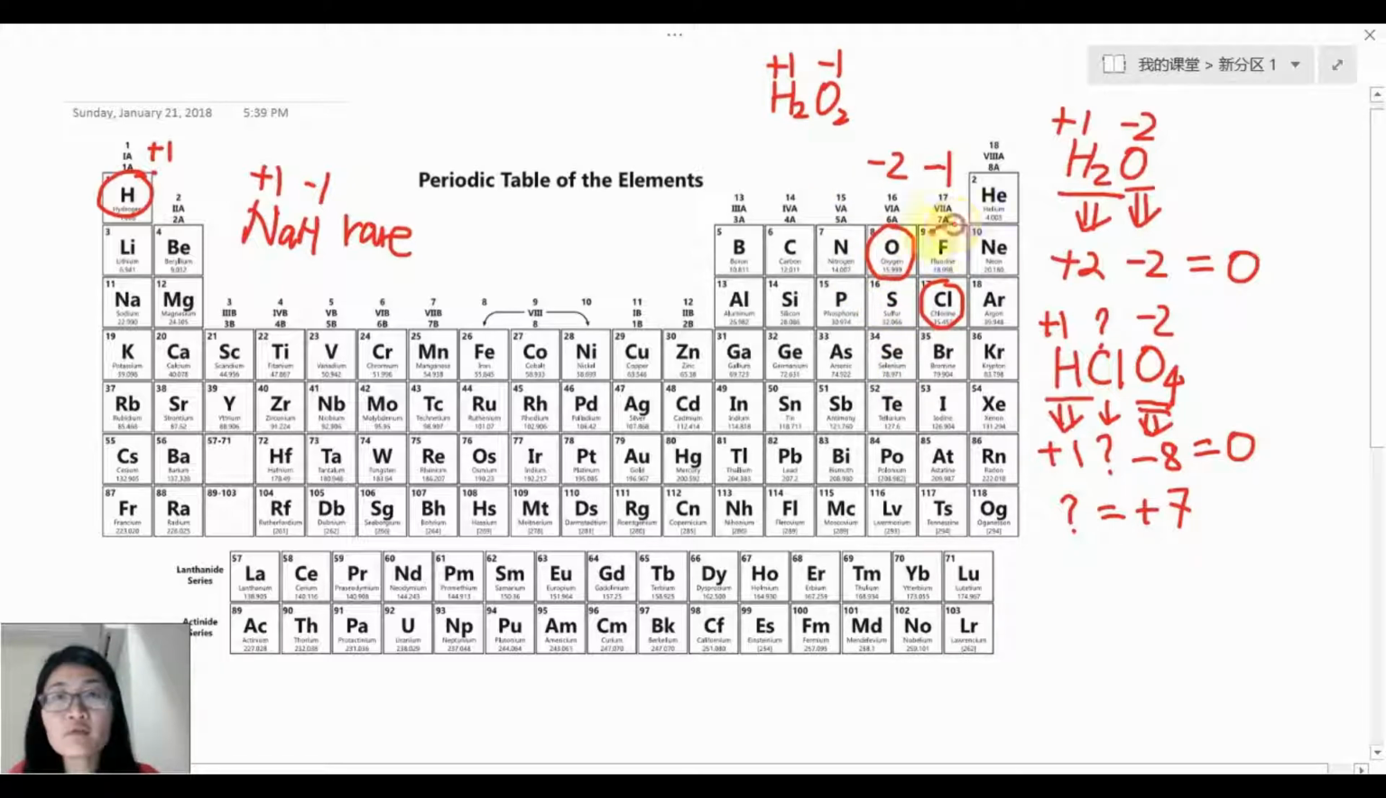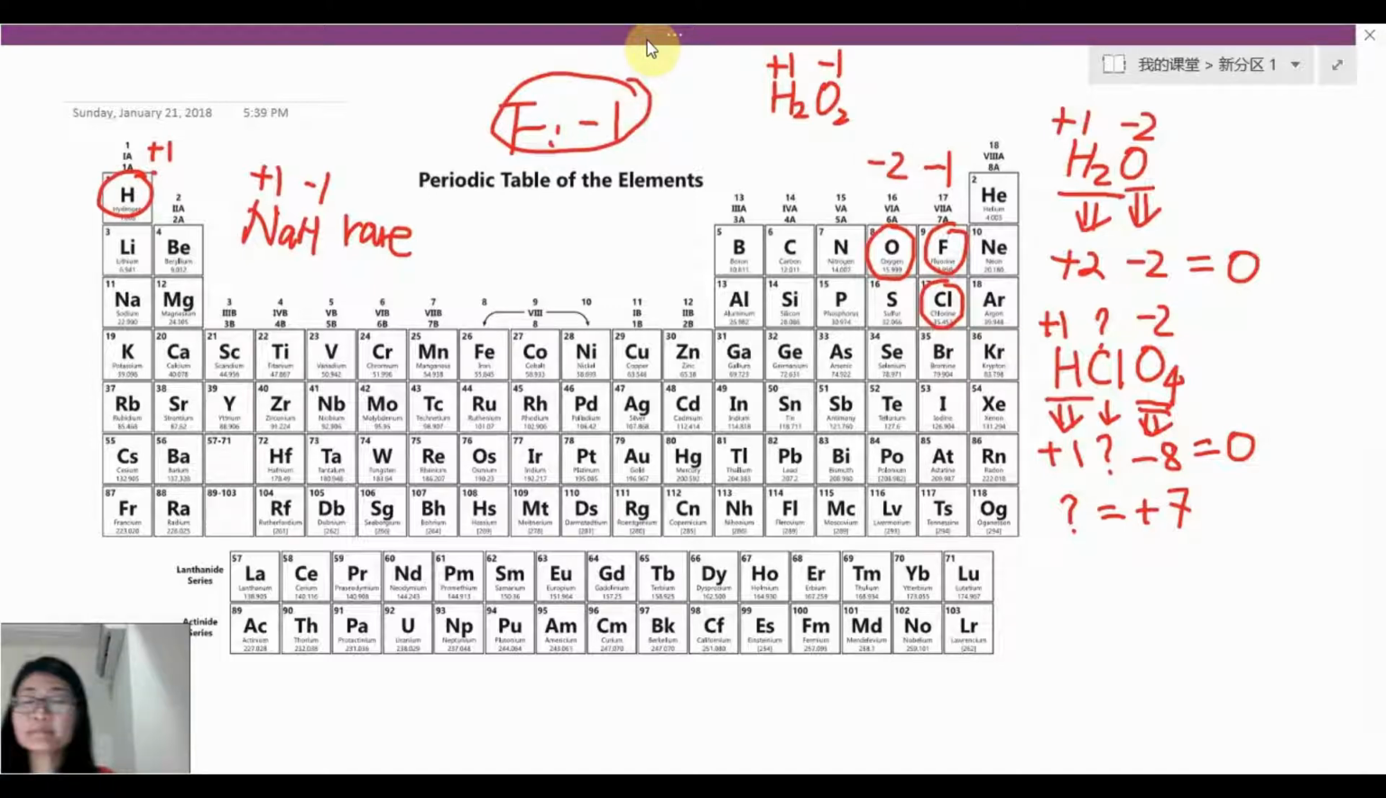And fluorine is always negative 1. Fluorine is definitely negative 1. There's nothing that's going to change this fact, okay? And so, if you know hydrogen and oxygen, based on these 2 common oxidation numbers, you can know other elements in the compound, okay?